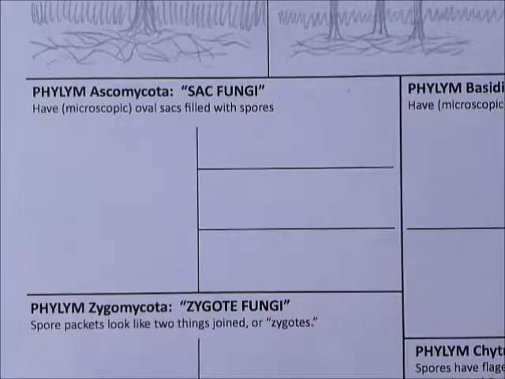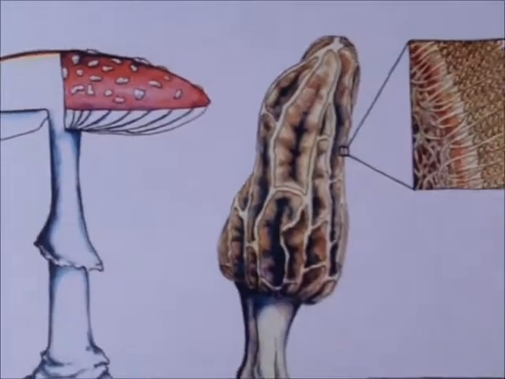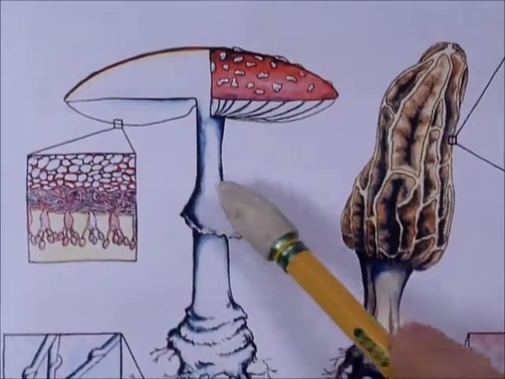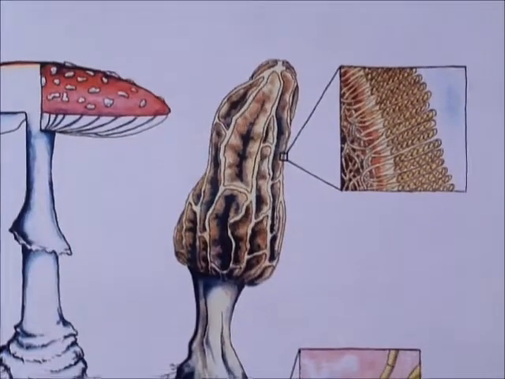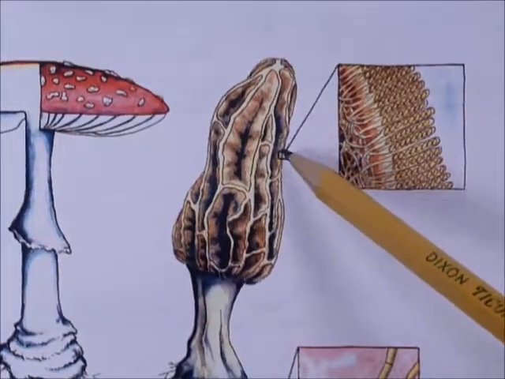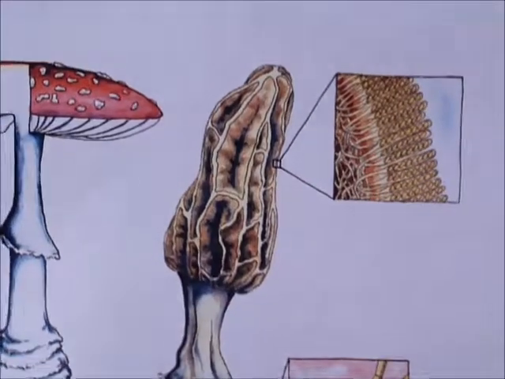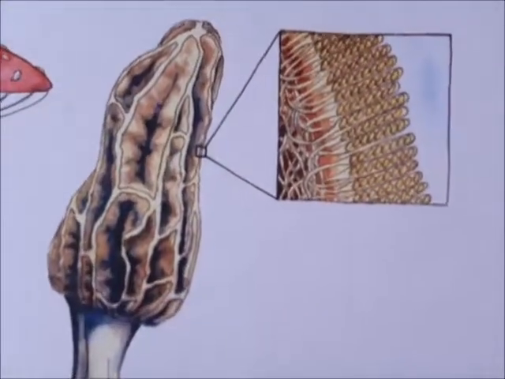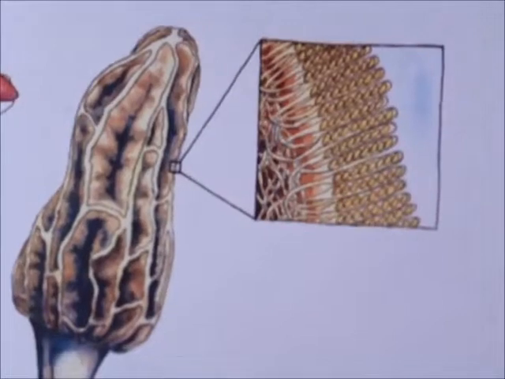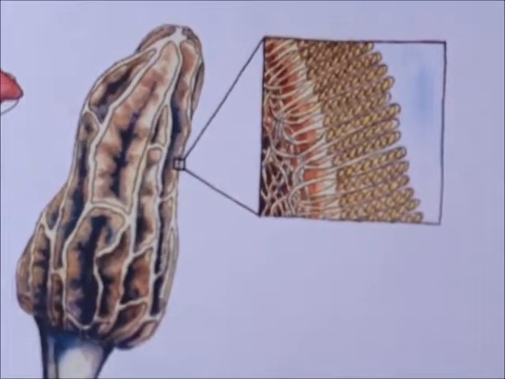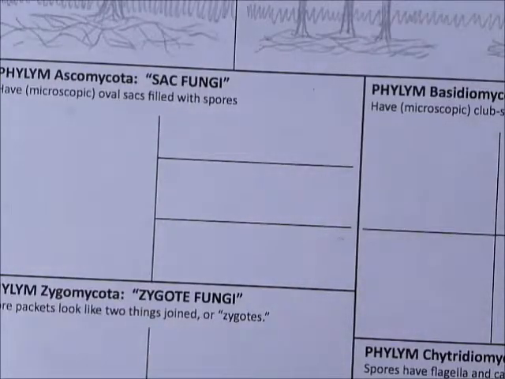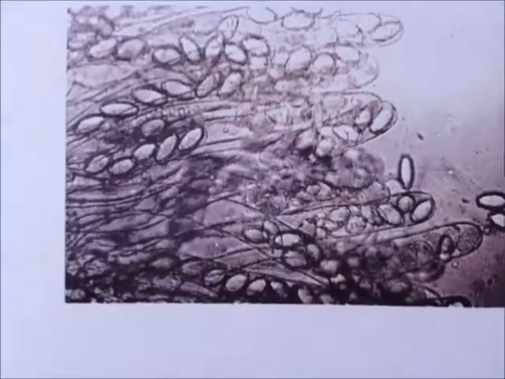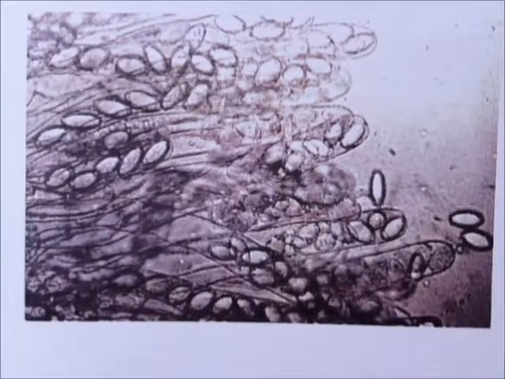Actually, maybe I'll show you the picture ahead of time, and then we'll draw it. So here this is a Basidiomycota, and this is an Ascomycota. So here's a sac fungi. This is a morel, and if you look inside it, this is a zoomed in microscopic picture, you see those little oval things full of dots. Those are the sacs. And here are some microscope pictures. That's what they actually look like.